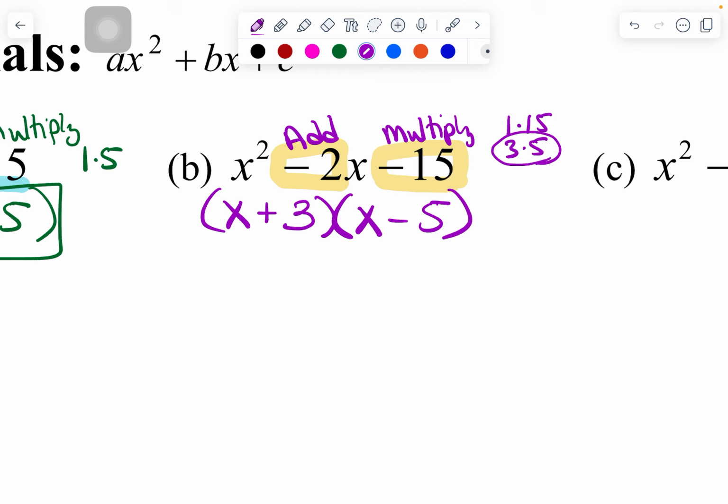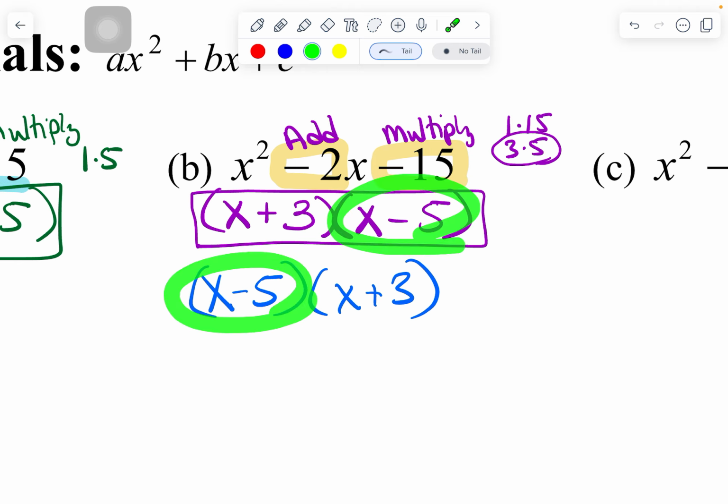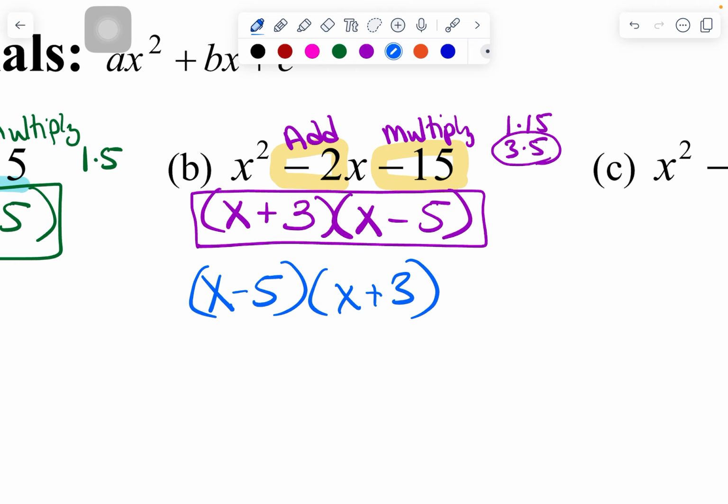All right. So if you're trying to multiply to a negative number, you're going to have oppositely signed numbers. If you're trying to add up to a negative, the larger of your two factors here is going to have to be negative. So x plus 3, x minus 5. You could, of course, flip them around and have x minus 5 and then x plus 3. The full factors still match, right? Order won't matter on those two factors, though.